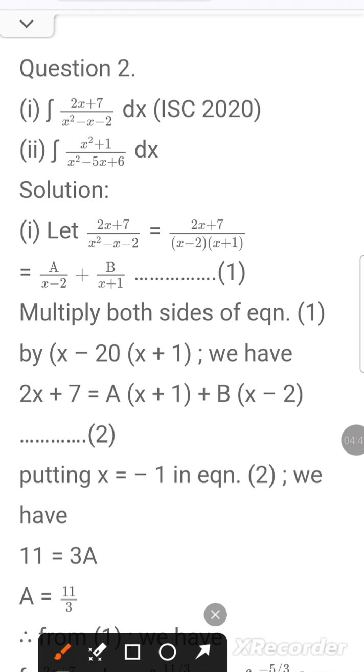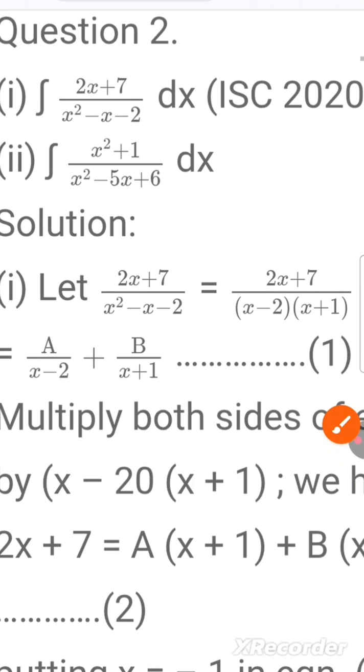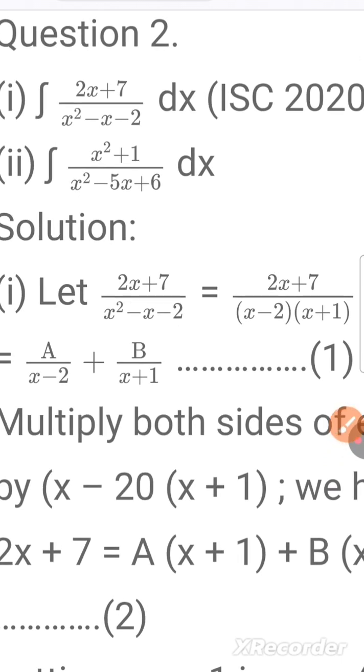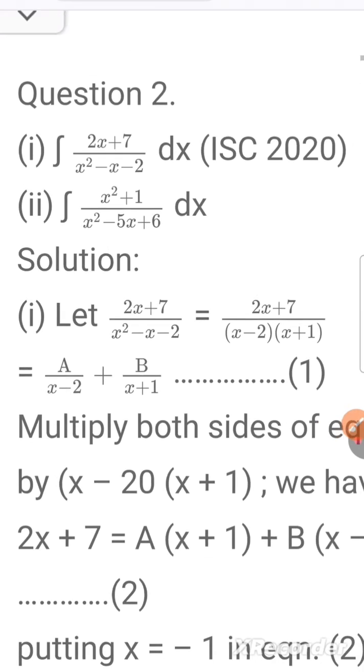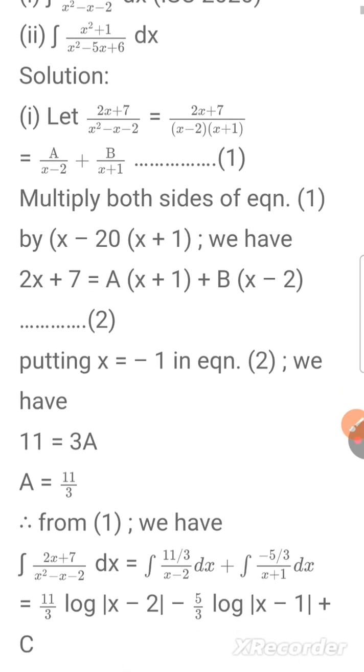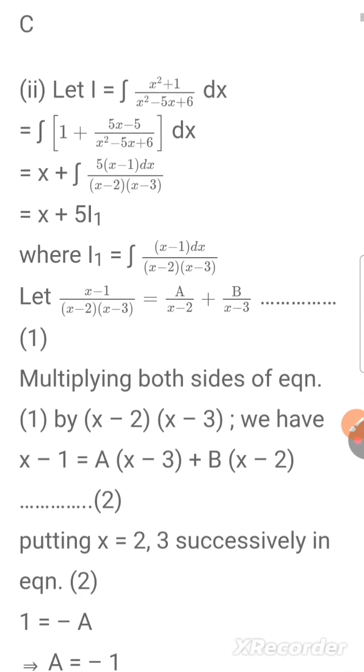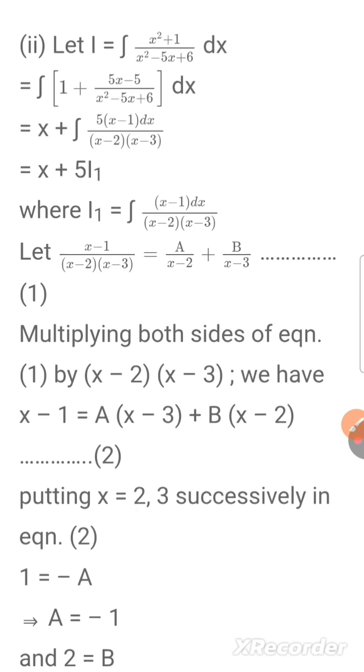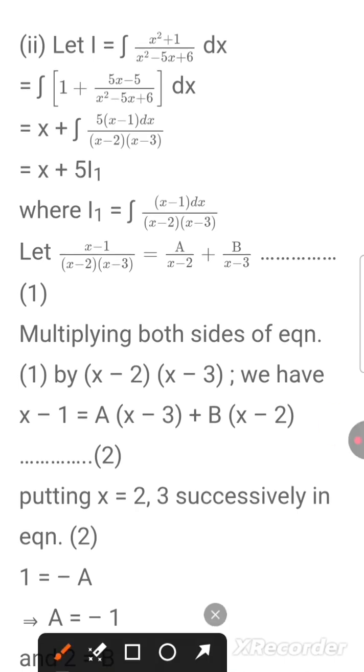Now we'll be solving sum number 2, part 2. Here we find that the degree of the numerator is 2 and the degree of the denominator is also 2. So we have to do something to bring it into a proper fraction. See, in sum number 2, we need to divide the numerator by the denominator. That is the long division which you have done earlier, maybe in class 7 and 8.